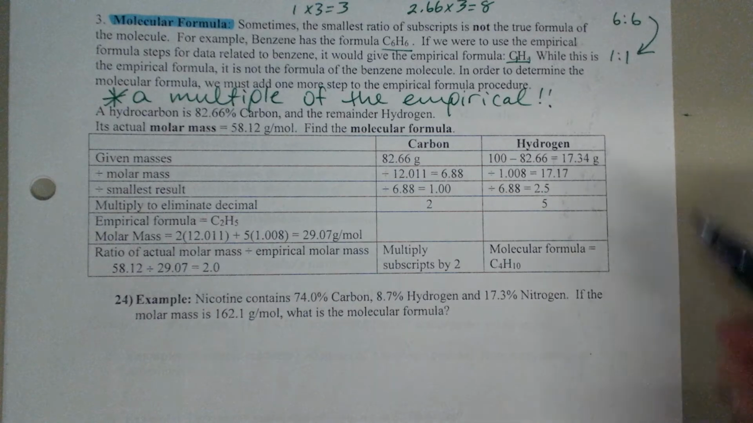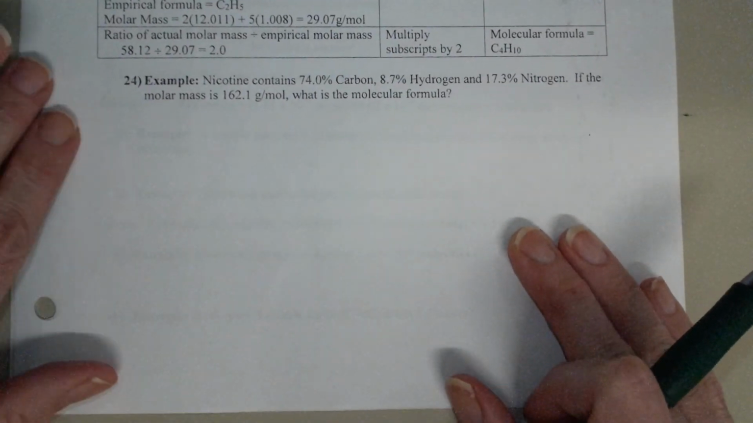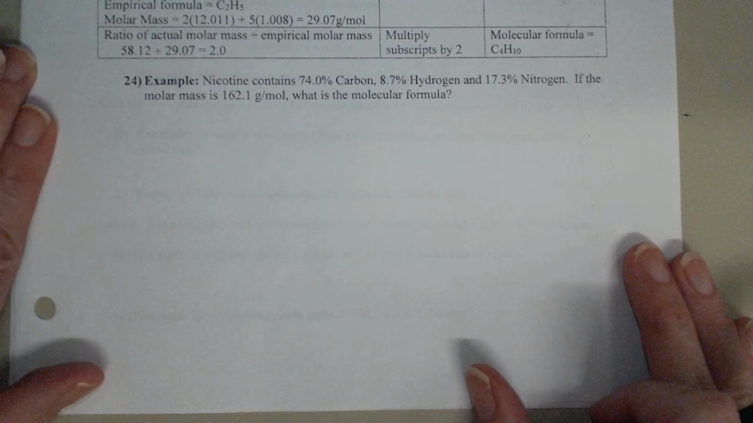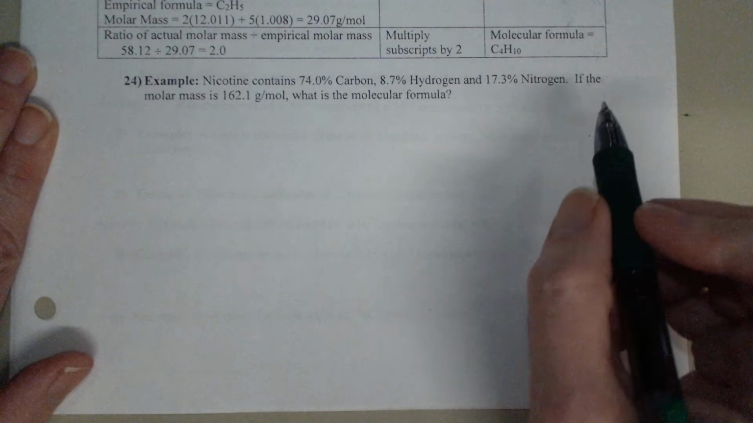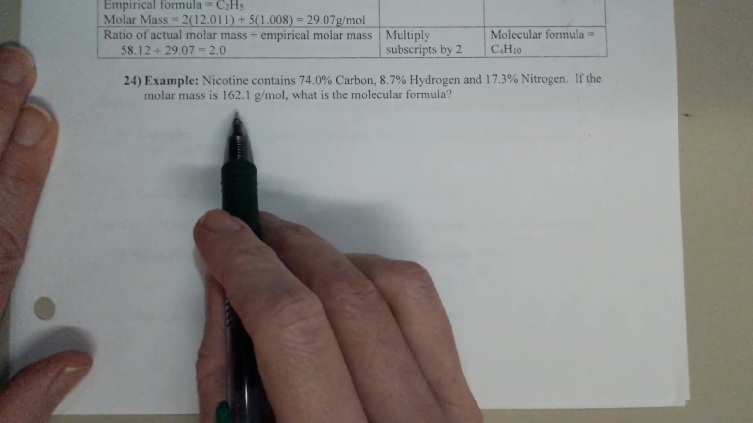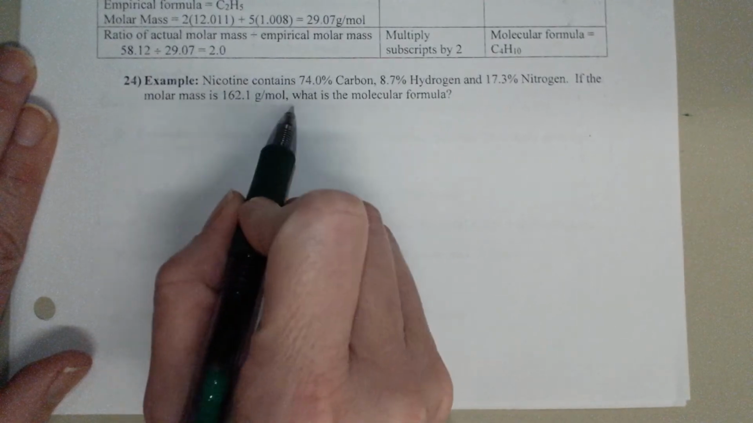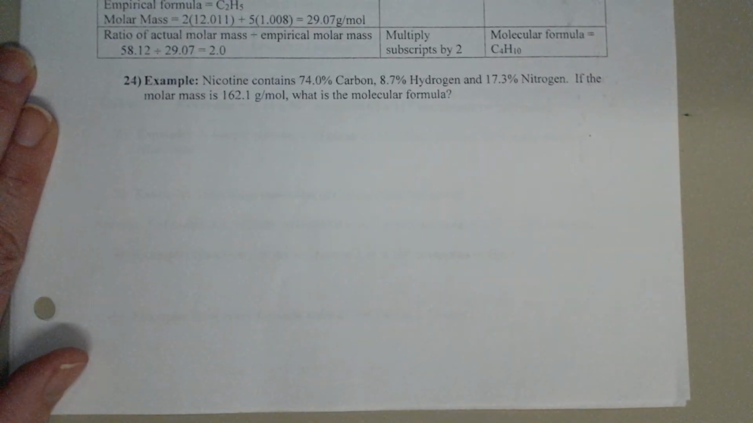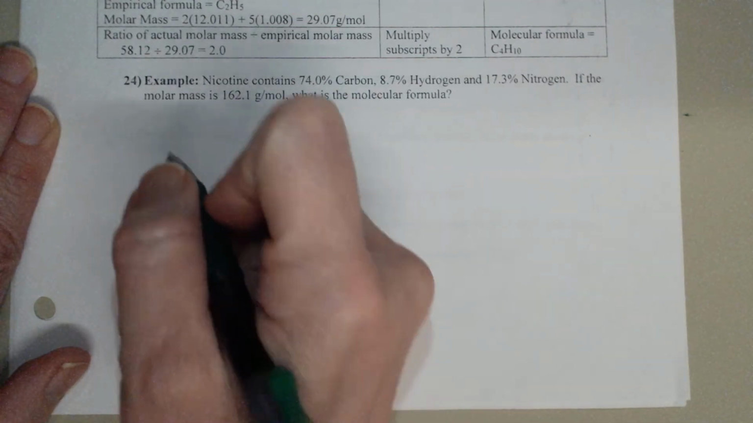So there's an example. We're gonna skip down and do 24. It says we have nicotine. Nicotine contains 74% carbon, 8.7% hydrogen, and 17.3% nitrogen. If the molar mass is this, what is the molecular formula? Okay, so they gave you a mass. We're gonna save that for the end. So first, we're gonna figure out the empirical formula.